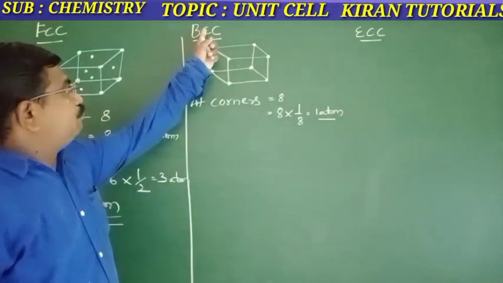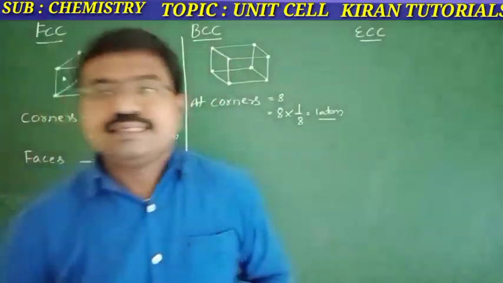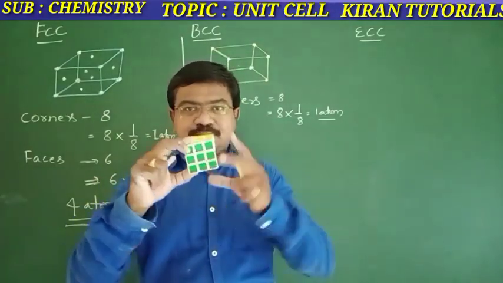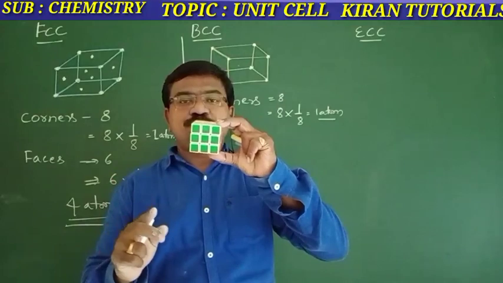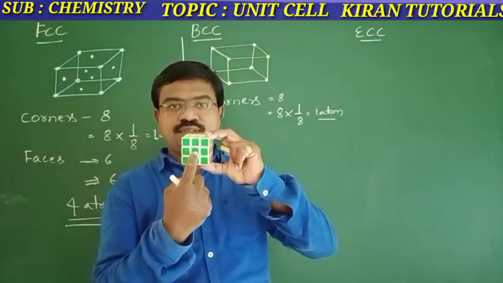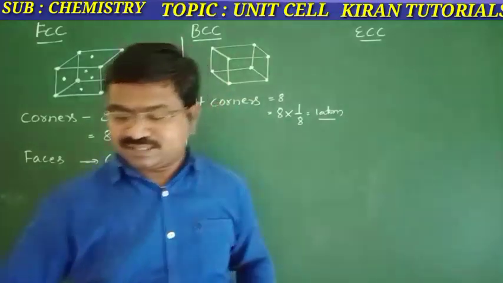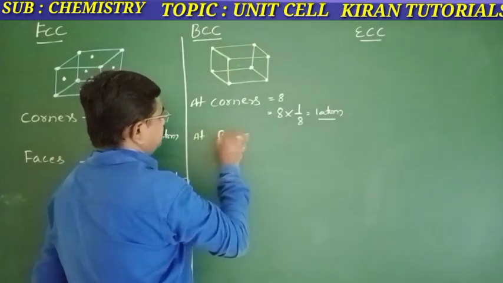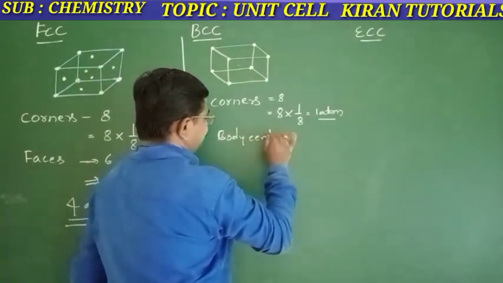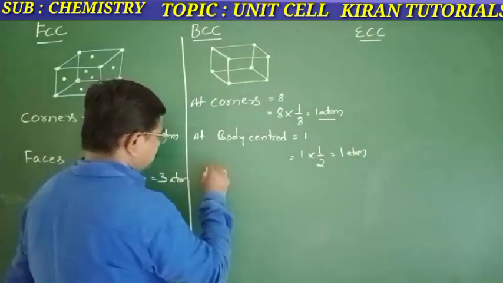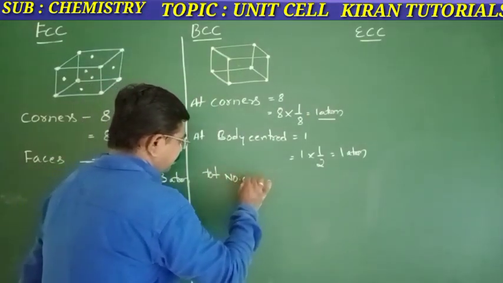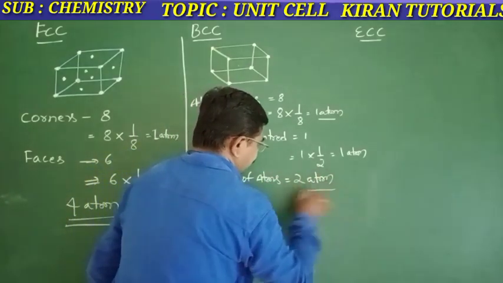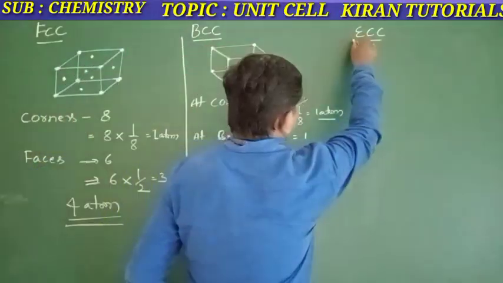And body center. So we know the center of the body, only one point is present. For example, it is a cube. What is the center of the cube? Only one portion. It is the center of the cube. Clear? So that's why only one atom is present. So at body center, that is equal to 1. Total number of atoms, 2 atoms in BCC.